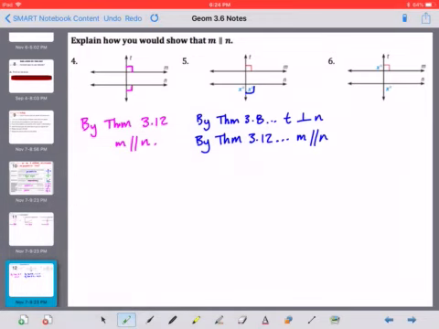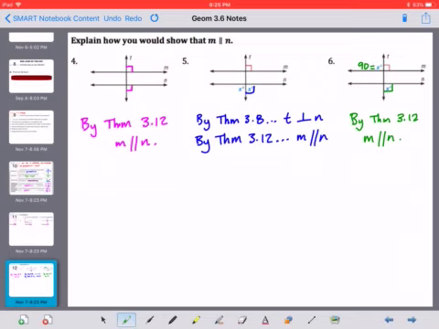All right, one more example here. Notice that this is 90 degrees. Well, I know this is a linear pair, so they have to add up to 180. So the only way we could do that would be if this x was 90 degrees. Well, if x is 90 degrees, that means this is a right angle here. So again, we can say by theorem 3.12, these two lines are perpendicular to line T, the same line. M is parallel to N then.